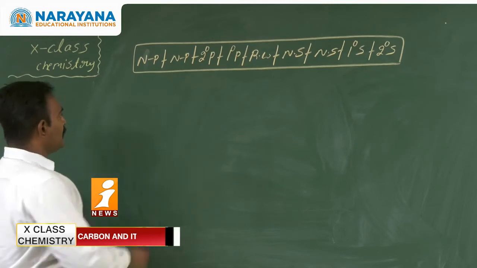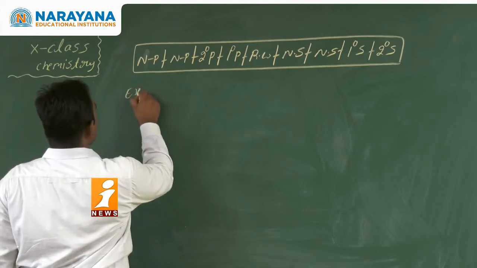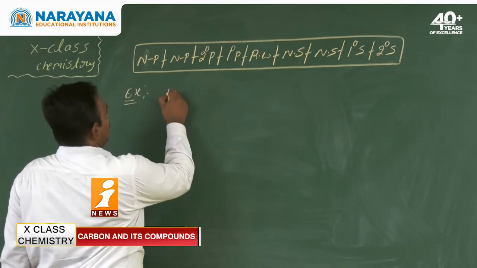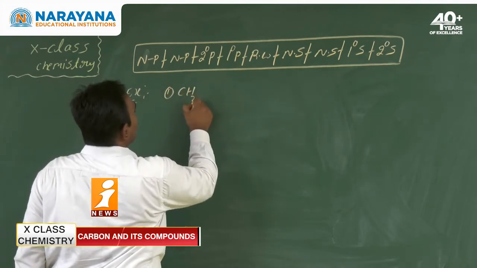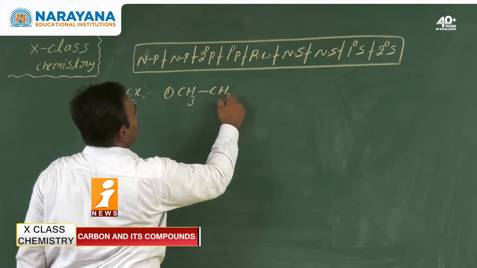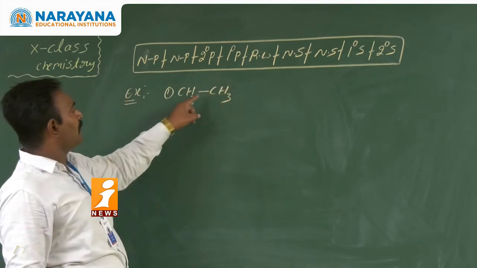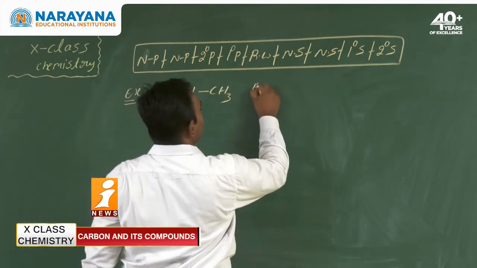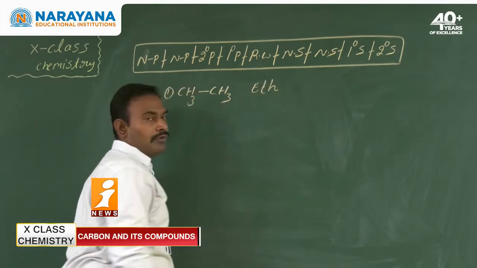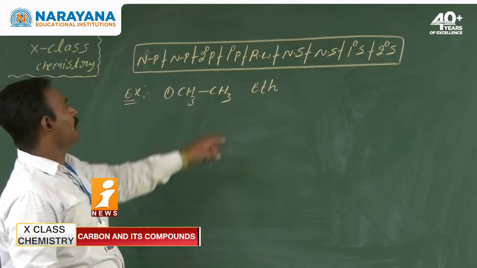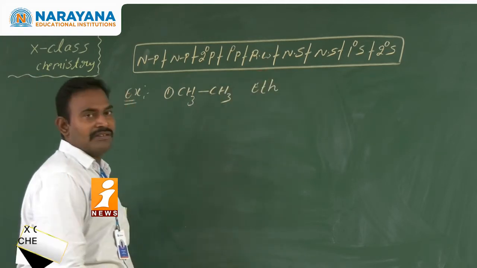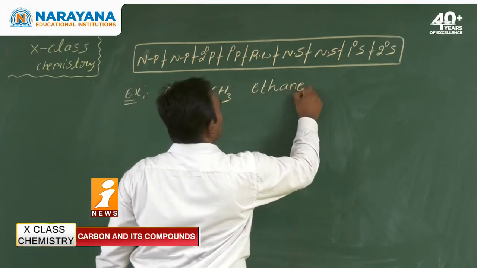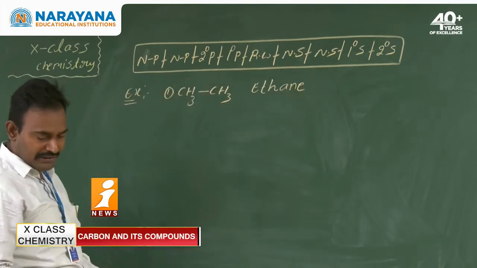Now see some examples here. First compound: CH3, CH3. Here how many carbons are there? 2 carbons. So what is the root word? Eth. No functional group, no prefix. What is the primary suffix here? Ane. Eth plus ane. Then what can we write? Ethane. So the name of this compound is ethane.